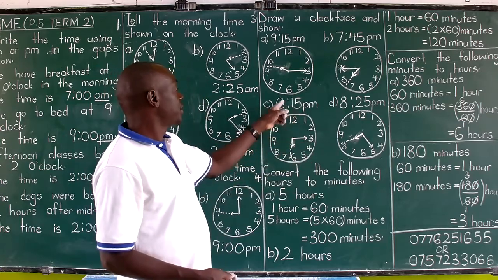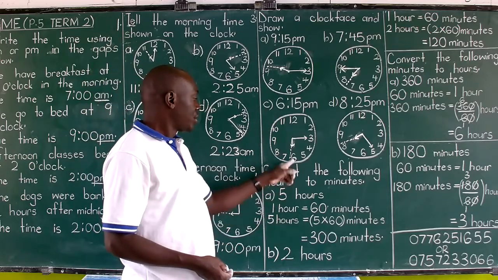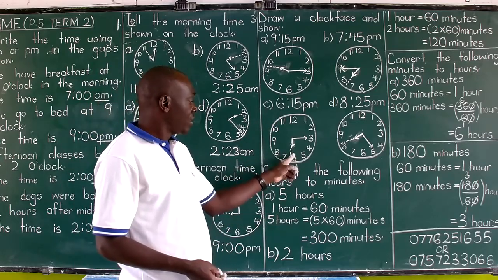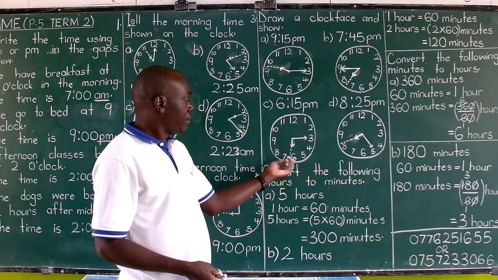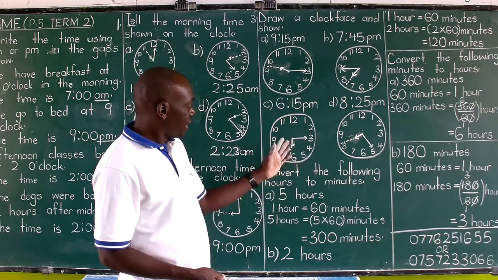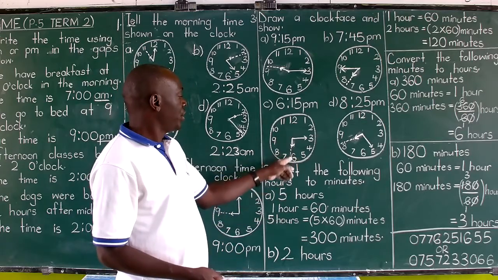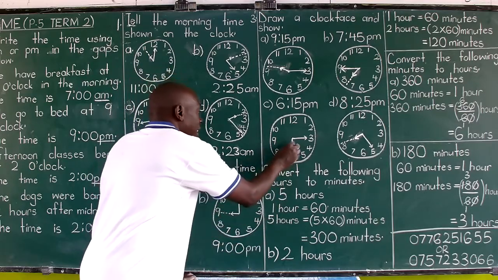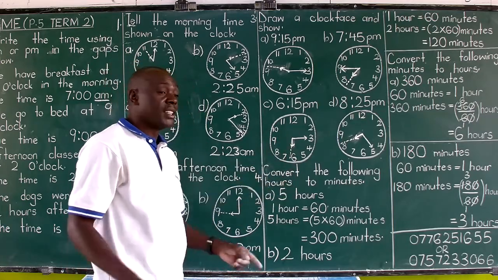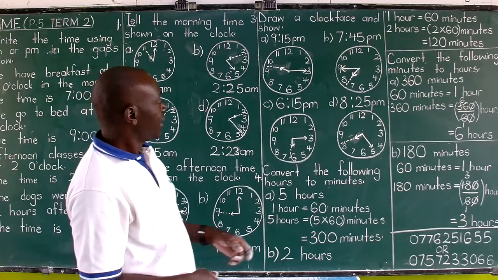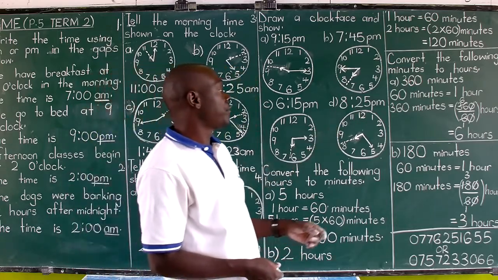Then 15 minutes are past the hour of 6. So let the shorter hand go a little beyond the 6. Please, let it go past. It has passed a little. So you show properly that it has gone past. It should not point directly at 6. Be careful. Then finally, the last example, you are going to show 8:25.